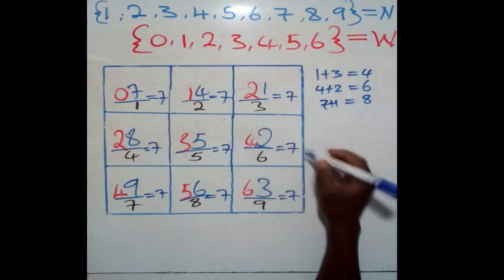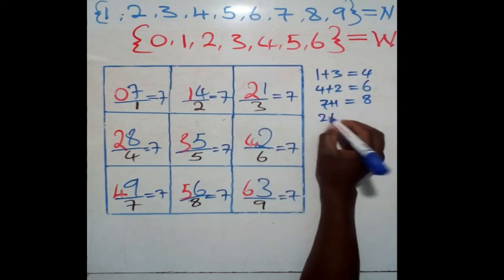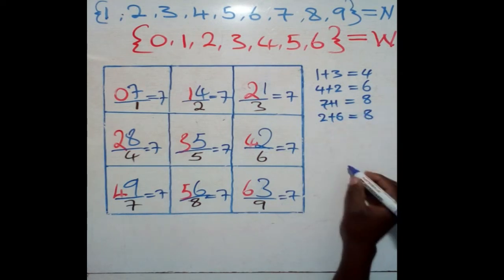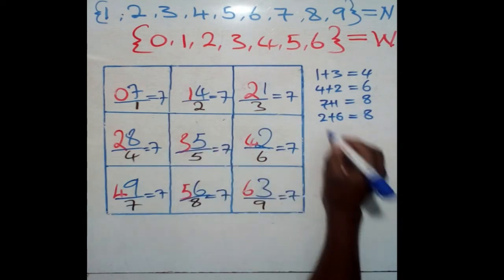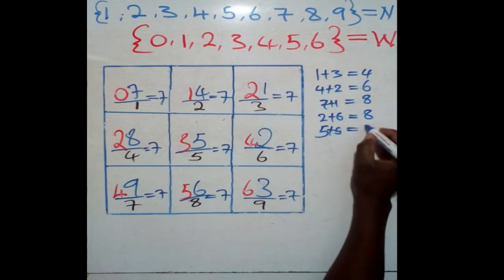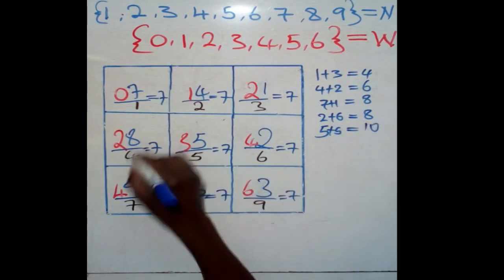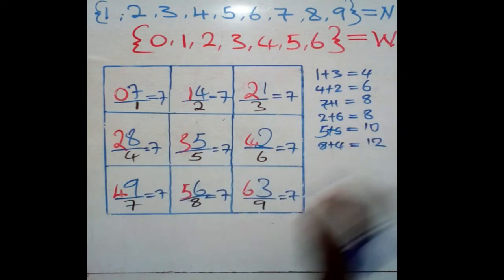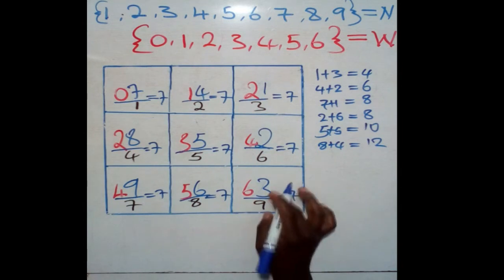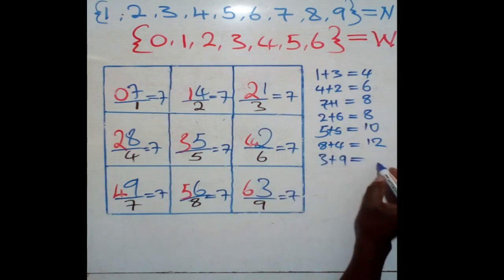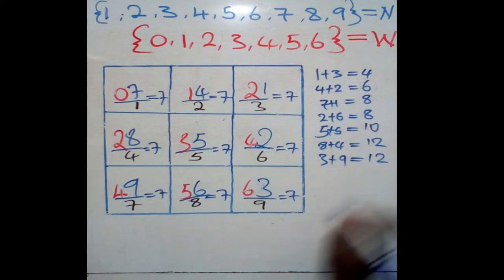What if we come here, 2 plus 6? 2 plus 6 will give us another even number 8. What about 5 plus 5? 5 plus 5 will give us another even number 10. 8 plus 4 will give us an even number 12. What about 3 plus 9? 3 plus 9 will give us an even number 12.